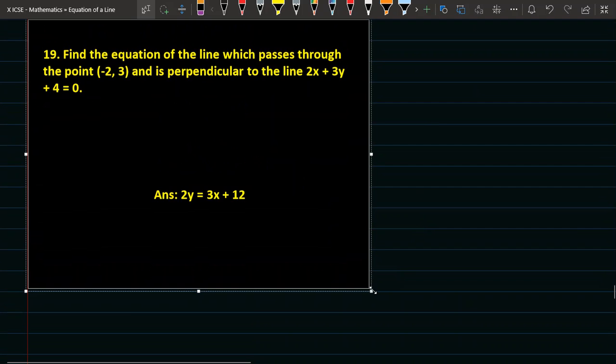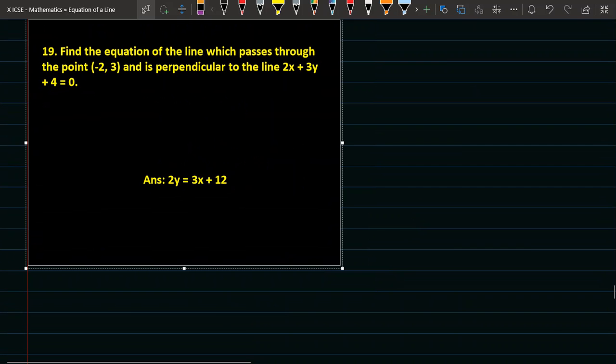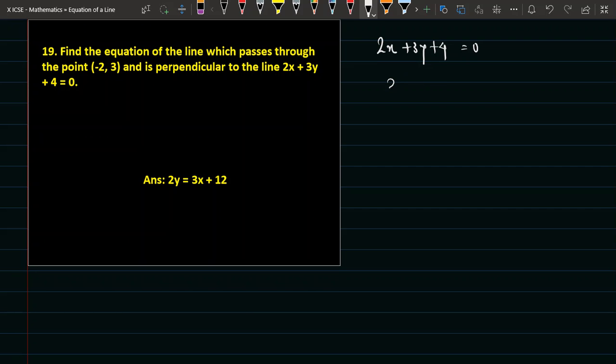Find the equation of the line which passes through the point minus 2 comma 3 and perpendicular to the line 2x plus 3y plus 4 is equal to 0. So there is a line 2x plus 3y plus 4 is equal to 0. First we will find its slope. So 3y is equal to minus 2x minus 4 and y is equal to minus 2x by 3 minus 4 by 3. So the value of slope is minus 2 by 3.